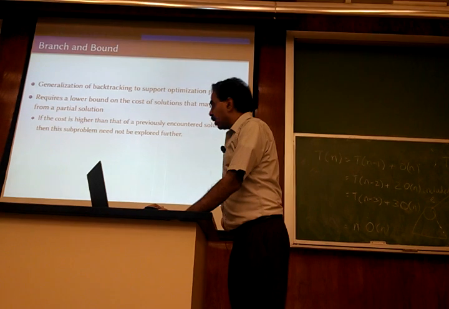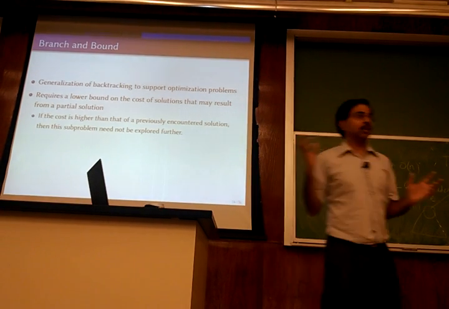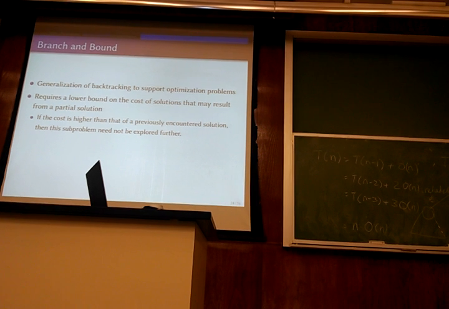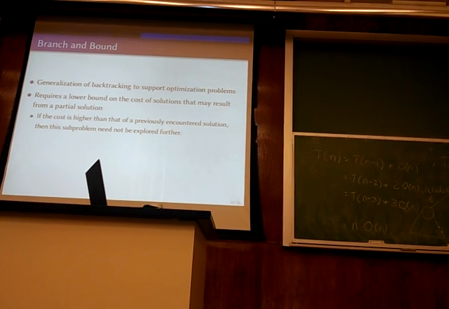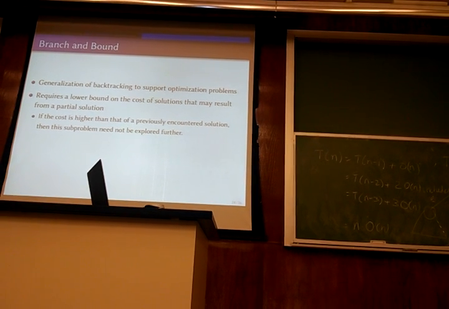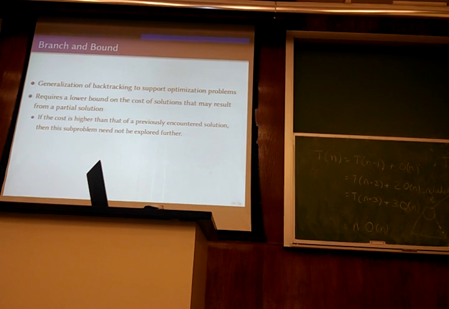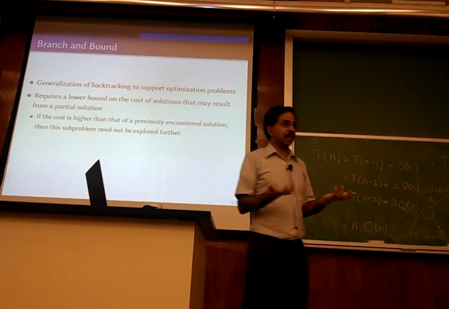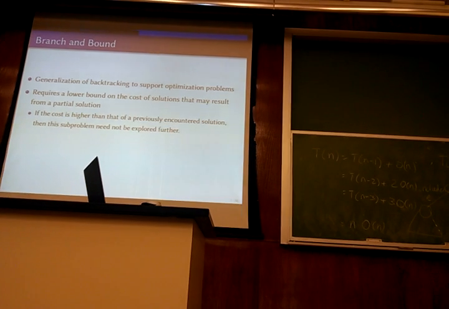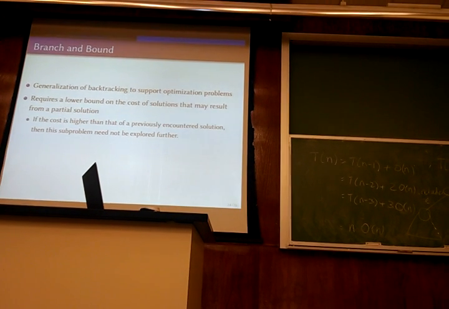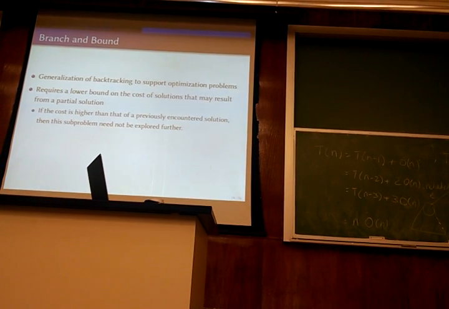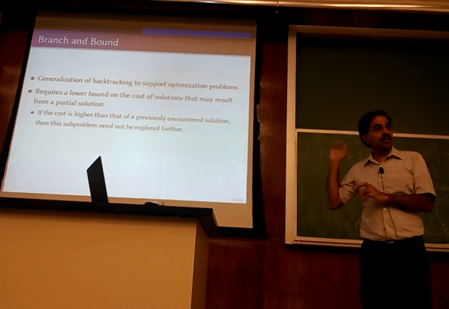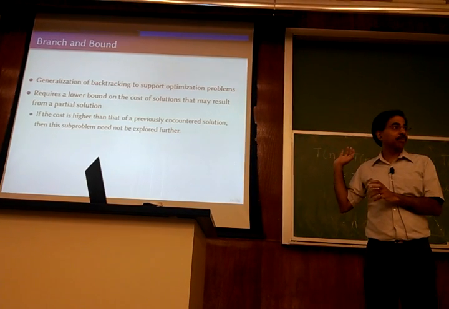Okay? So in order to do that, you need a bound. You need to say, okay, the least cost solution in this subtree is going to have at least this much cost, and if I already have a solution that's better, then I won't go into that. Okay? So the way I'm describing this, it's already clear to you that this is not for a decision problem. It's for a problem where I want an optimal solution, right? So it's for an optimization problem, not a decision problem, right?